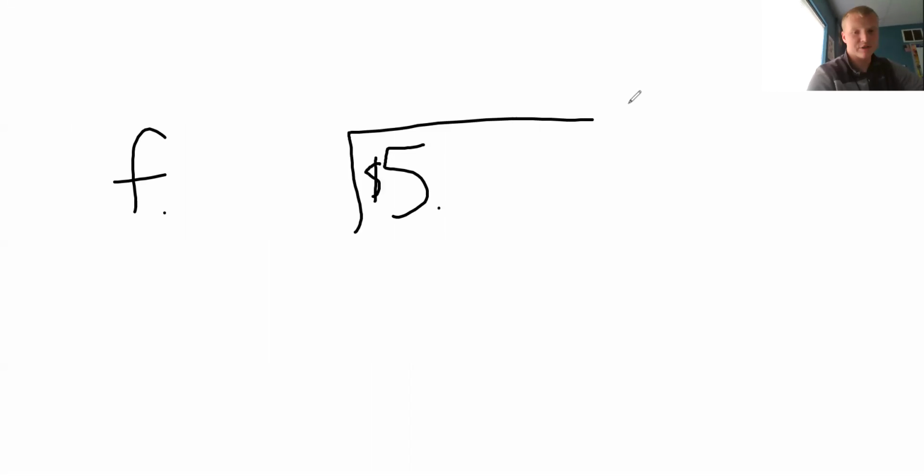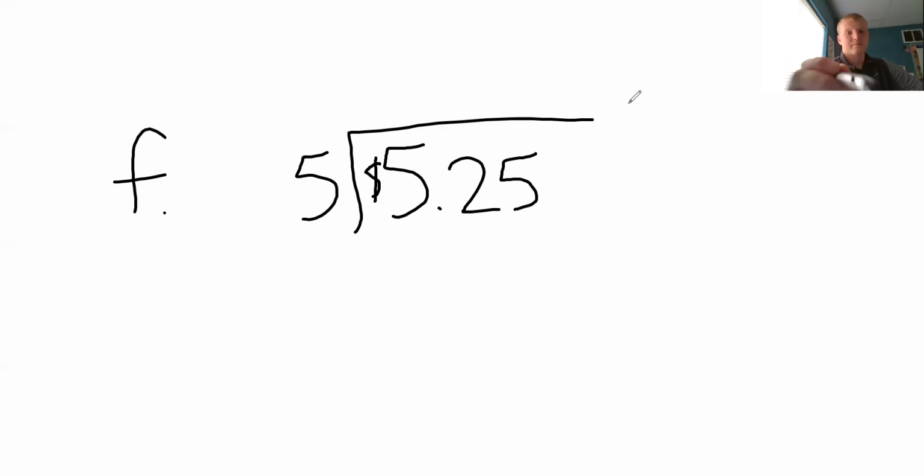So $5.25 divided by 5. So if you didn't get this one in your homework, now you can do it. So what would I do first here, Ian? I could, but first I want to make sure I put my money sign there and my decimal point right there.